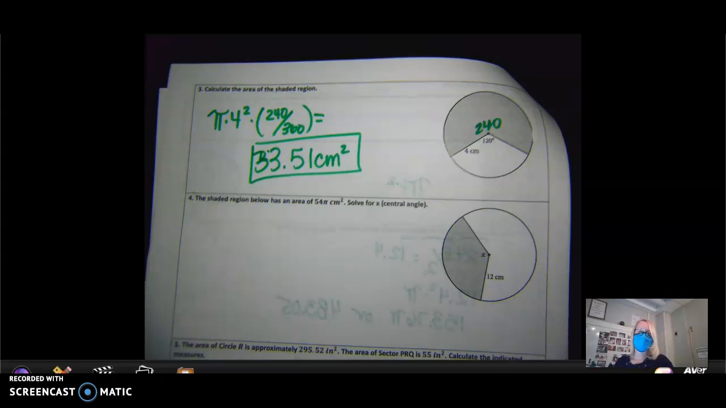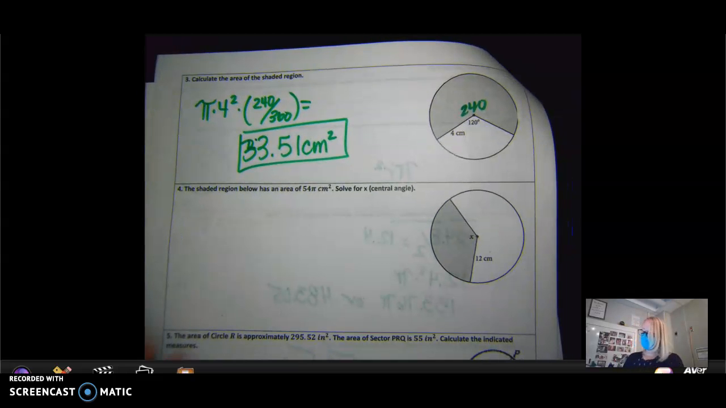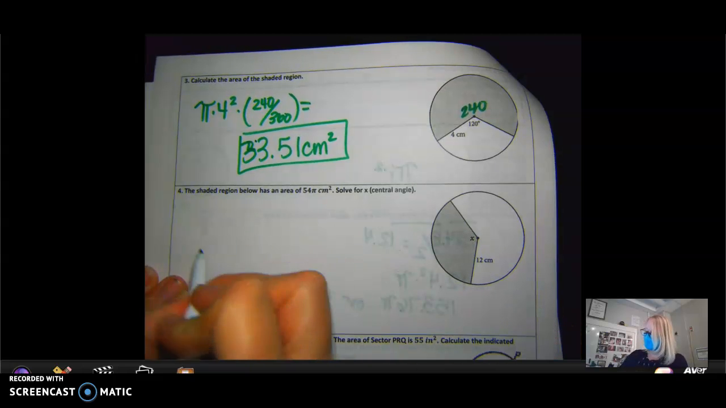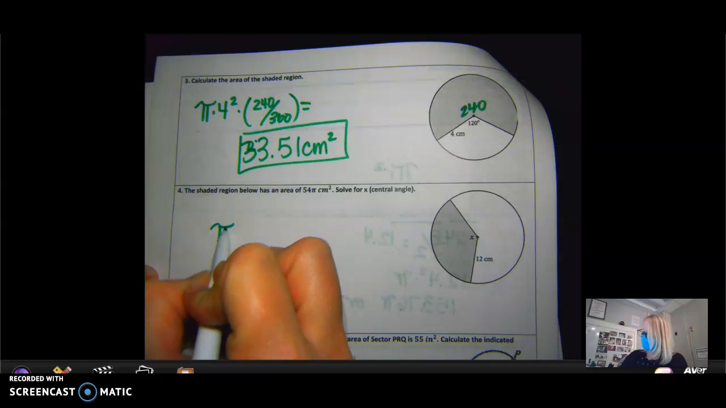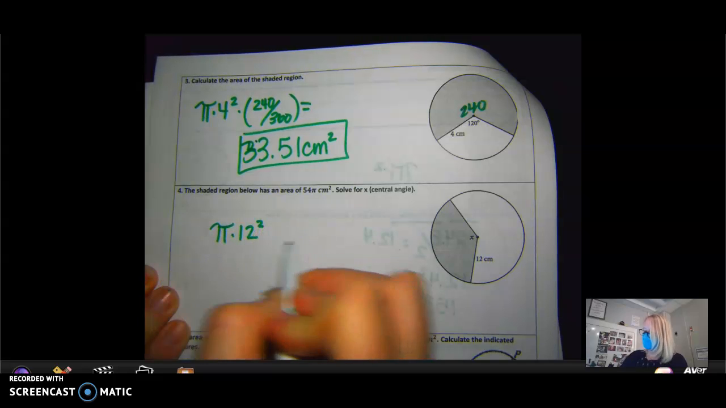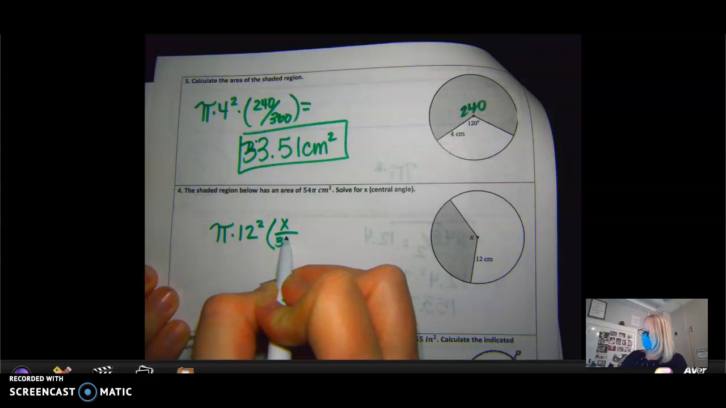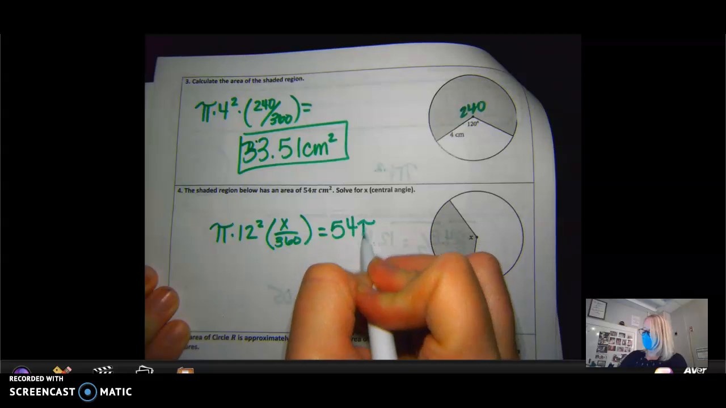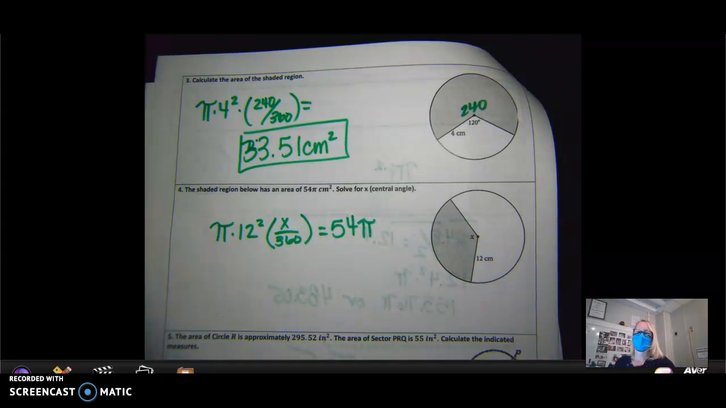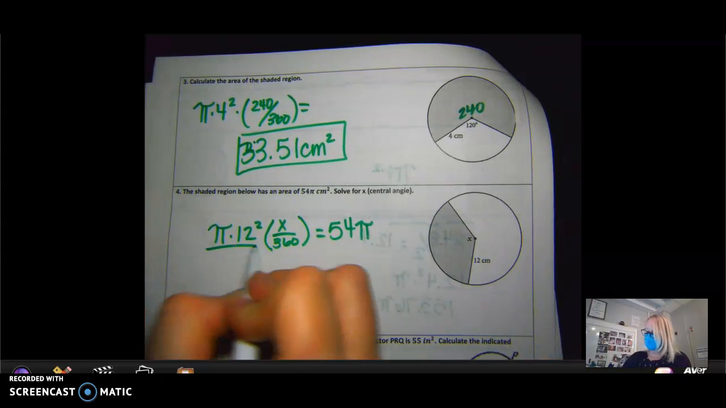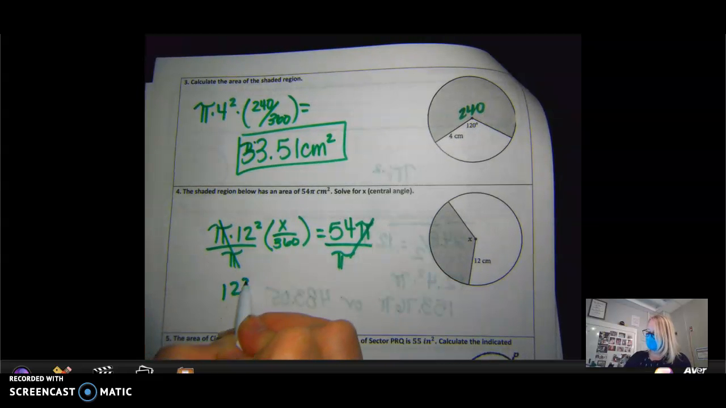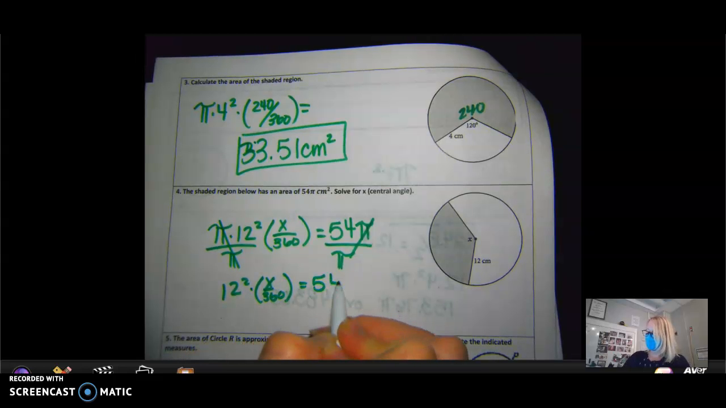The shaded region below has an area of 54 pi. Solve for the number of degrees. So we know pi. We know that the radius squared. What we don't know is the x out of 360. But we do know that that equals what? 54 pi. What'd you guys do? Divide by pi first. So that canceled out pi. So I'm left with 12 squared times x over 360 equals 54. What do y'all do next?